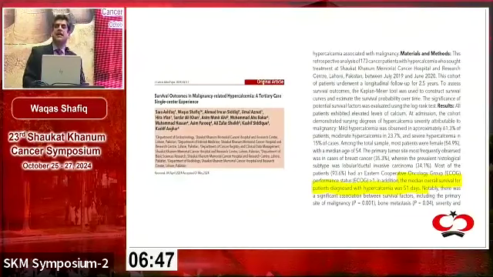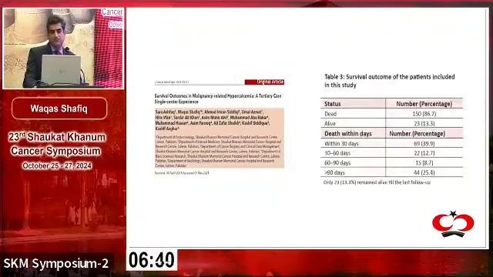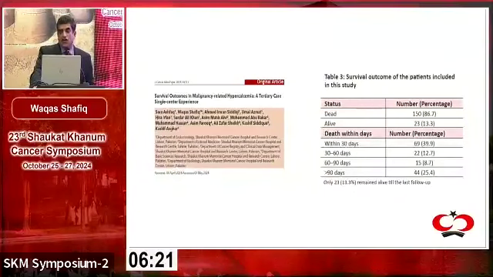It's well documented that hypercalcemia is an extremely poor prognostic marker, and this is what we noted in our study as well. If you look at this chart, you can see that 40% of the patients died within 30 days. And by 90 days, 75% of the patients had died within 90 days of their presentation with hypercalcemia. So this is one of the very bad prognostic markers for a cancer patient to develop hypercalcemia.